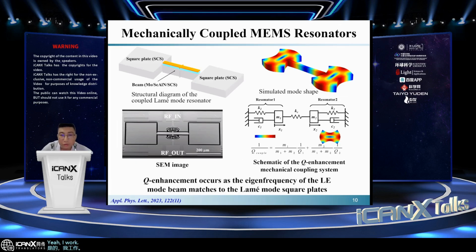In our work, we want to take advantage of both the high Q from the capacitive resonators and the low impedance from the piezoelectric resonators. So we design a mechanically coupled MEMS resonator. We use the piezo resonator to drive and sense the resonator, and the energy will be trapped in the coupled square plates. So we can tune the Q of the coupled resonator by changing the ratio of the coupled parts.